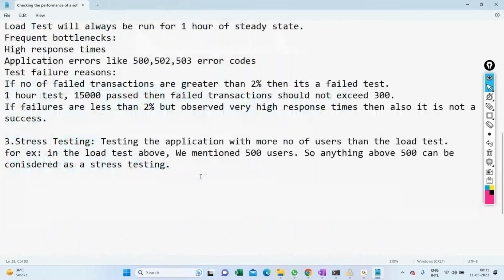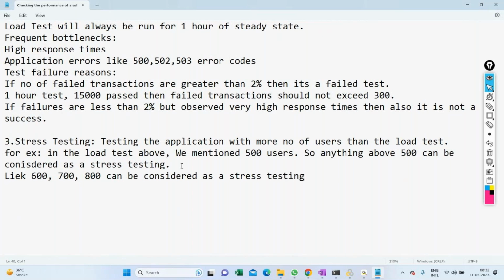Now anything beyond that 500 will be considered as a stress testing. Like you can run with 500, 600, 700, 800. Like 600, 700, 800 can be considered as a stress testing only. However, there might be a situation where client can also ask to apply the stress until the system breaks. That is also possible.